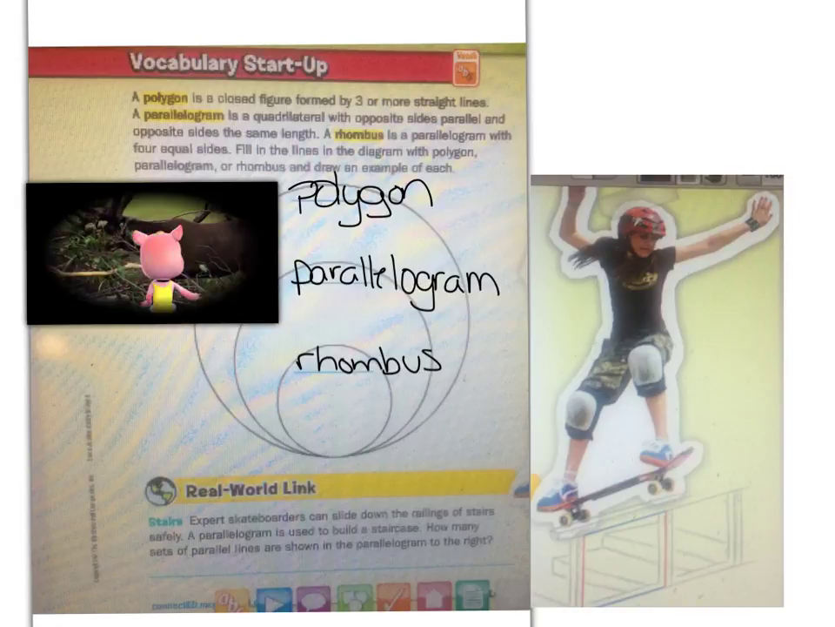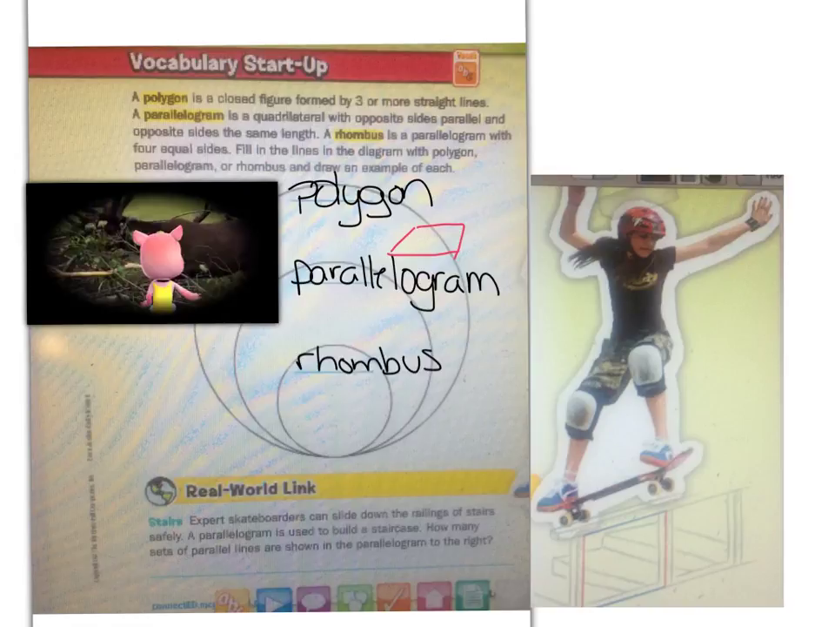The three circles are what's called a Venn diagram. It shows how things relate. You can see that the biggest circle is for polygon. A polygon is simply a closed figure formed by three or more straight lines. So I could draw a polygon that would look just like maybe like this. There's no real parallel lines or anything. It's just closed straight lines.